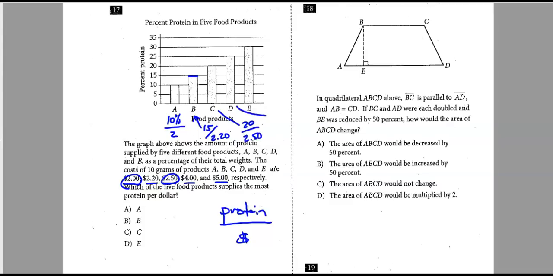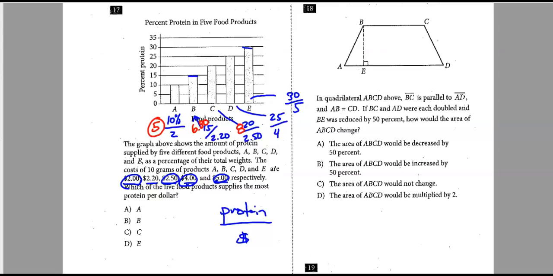D, we are getting 25% protein for $4. And then finally E, we're getting 30% for $5. So now what you've got to do is go through and divide all these out. So it looks like for A, you're getting 5%. 15 divided by 220, this would be $6.80. And C, 20 over 25, that's 8.